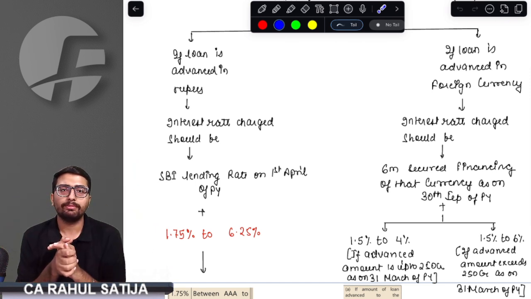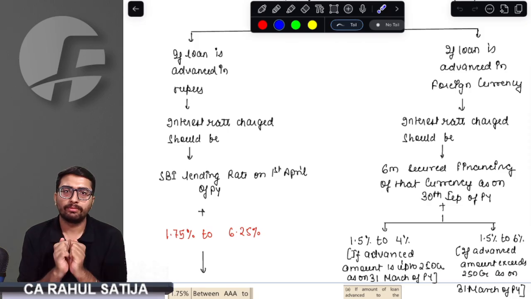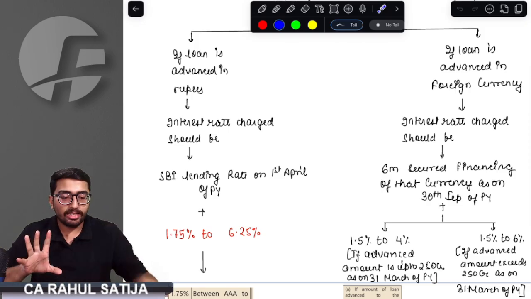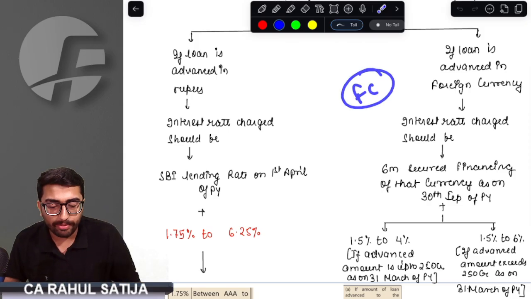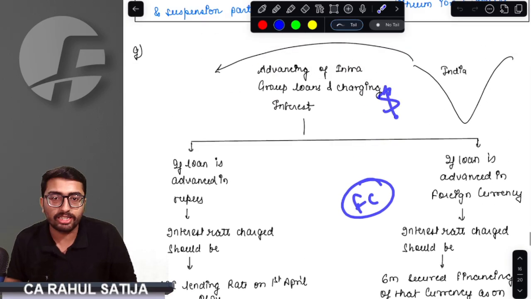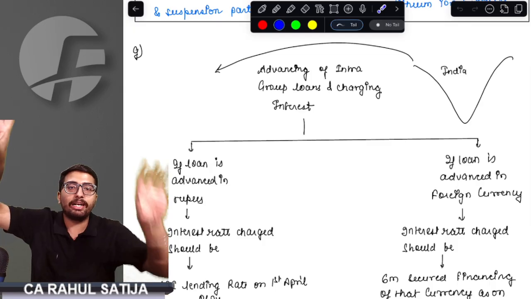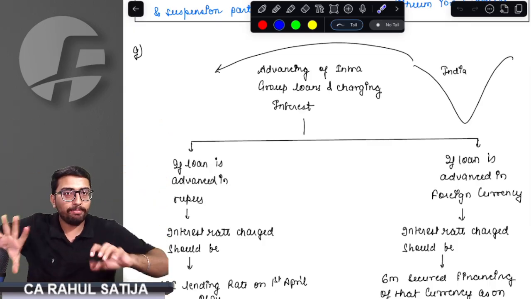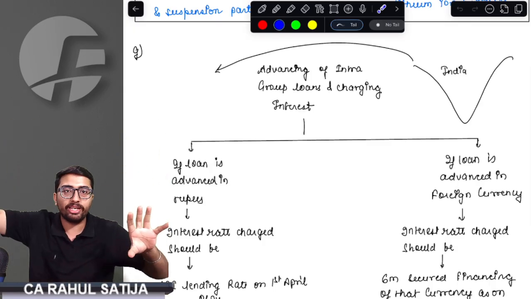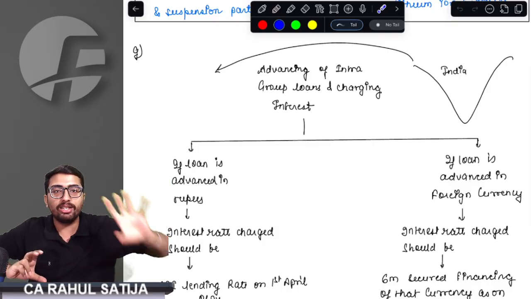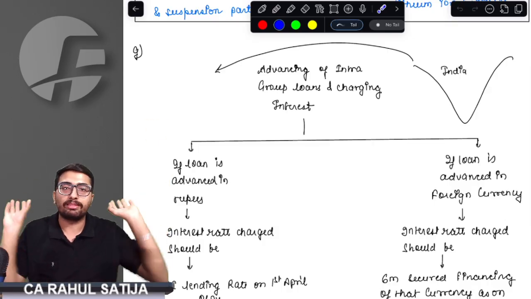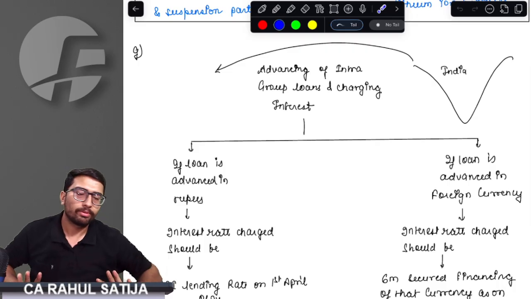If this loan is in foreign currency, for example, if it is given in dollars, then the foreign currency lending rate plus something. Remember: if the loan is in rupees, SBI rate plus something; if the loan is in foreign currency, the foreign currency rate plus something. Are we clear?